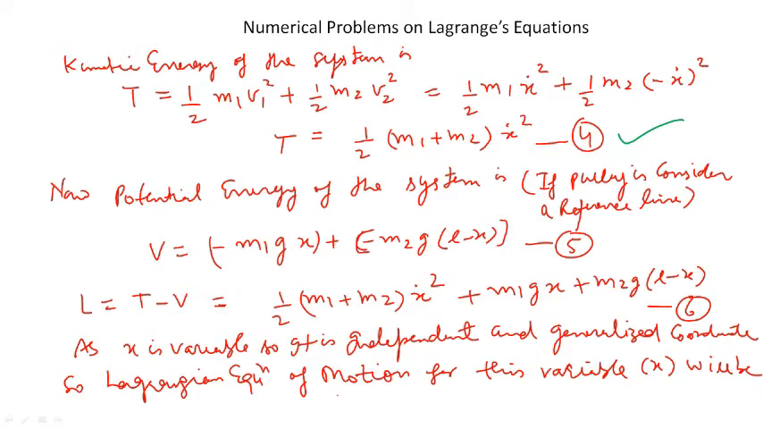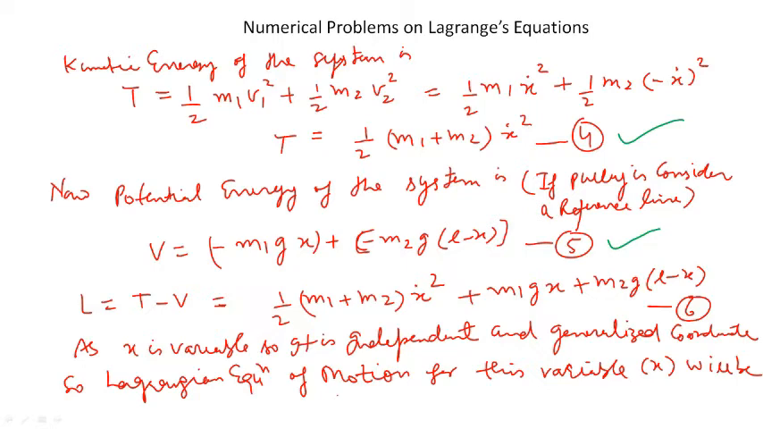Now we will calculate the potential energy of the system. As in our earlier example, if we consider the pulley as a reference line, then above the pulley the potential energy will be considered positive, and below the pulley the potential energy will be considered negative. So V is equal to minus m1 g x for the m1 mass and minus m2 g (L minus x) for the m2 mass, and let us say it is equation number 5.